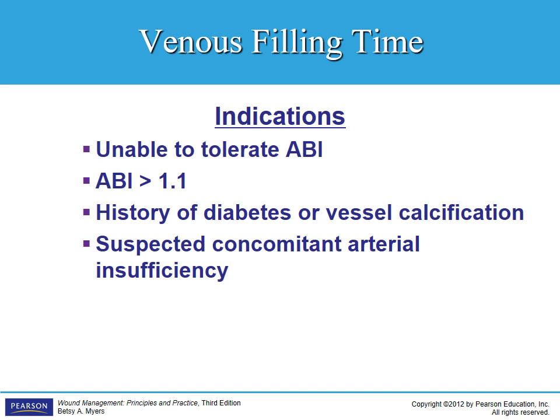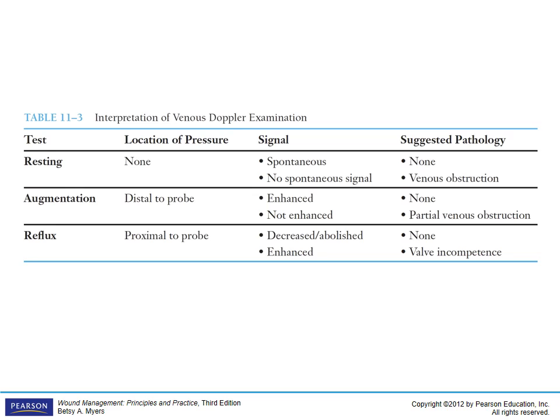The indications are if they're unable to tolerate the ABI, or if the ABI is greater than 1.1, which, as we talked about, a lot of times happens if they have a history of diabetes or vessel calcification. When you do the ABI, you can't squeeze that artery because it's calcified, so you will get that higher ABI. That's when you want to use venous fill time, or if you suspect concomitant arterial insufficiency. In other words, you've got someone with venous insufficiency, but you suspect that they also have arterial insufficiency. So here's the interpretation of the venous Doppler examination. This just tells you when they suspect venous obstruction or partial or valve incompetence.